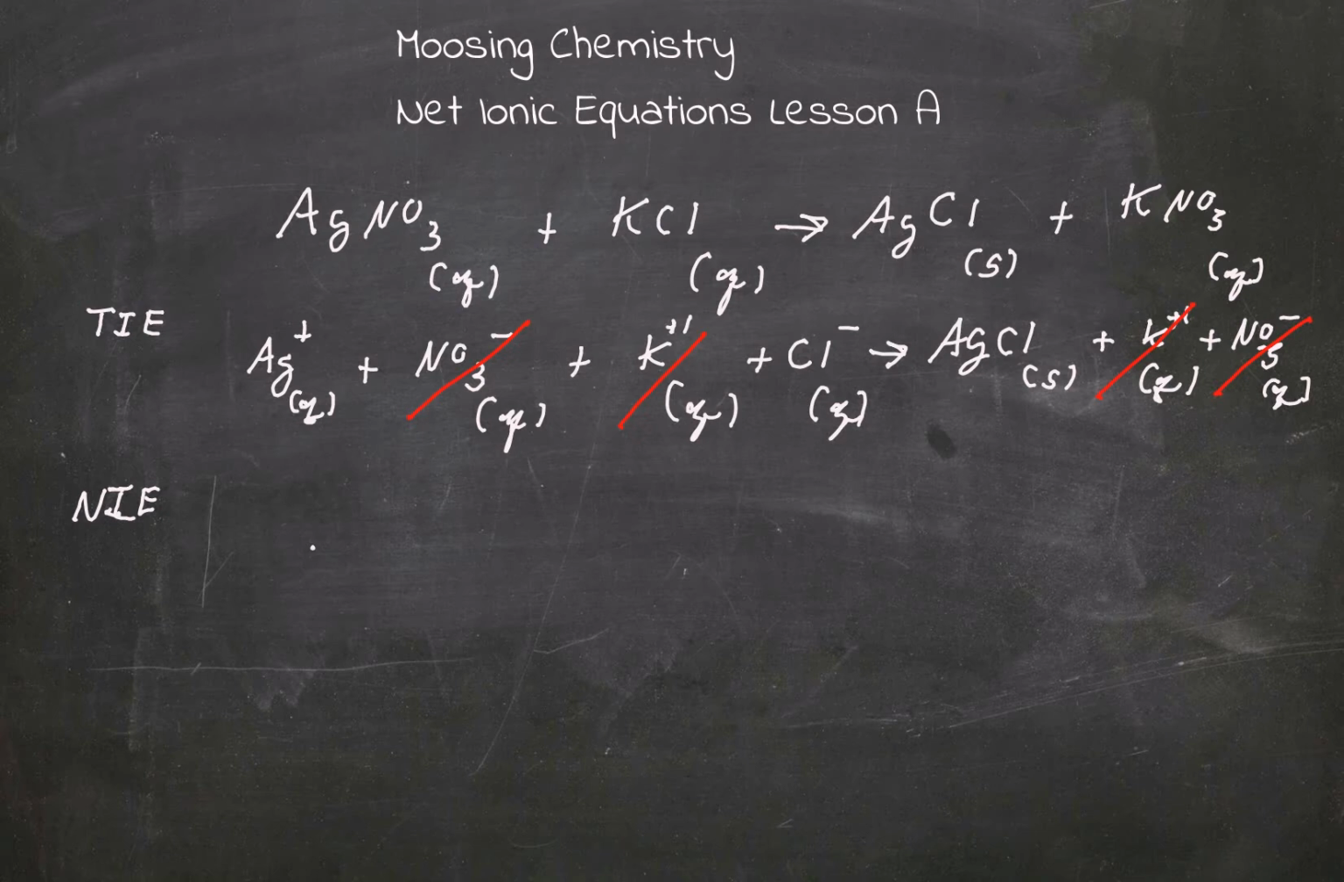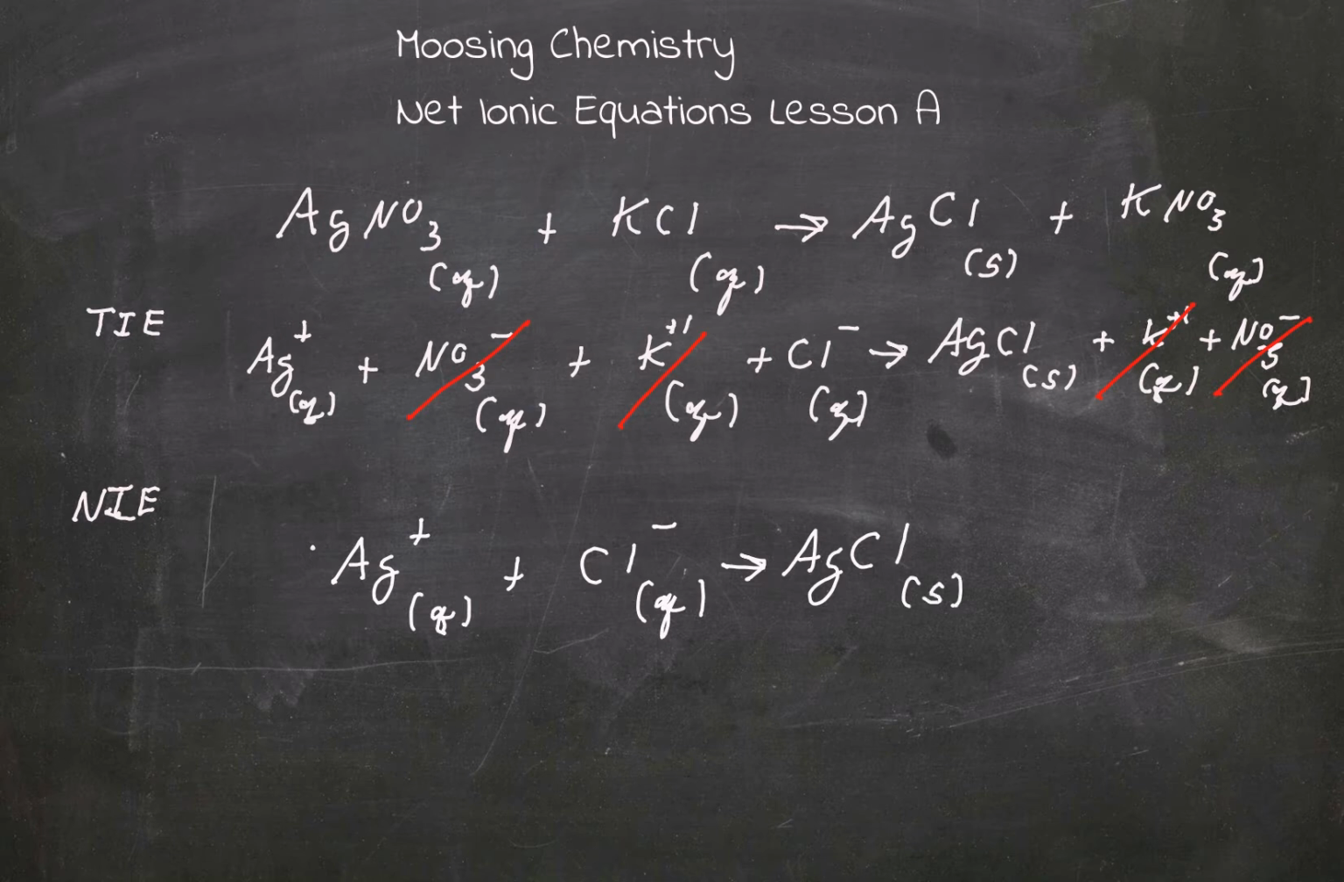Now we're going to write what we call the net ionic equation. So the net ionic equation would be Ag+ (aq) plus Cl- (aq) yields AgCl (s). And that's our net ionic equation. Pretty cool, huh? All right, now let's look at another one here. Let's look at the next equation.